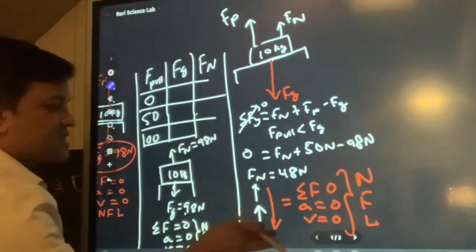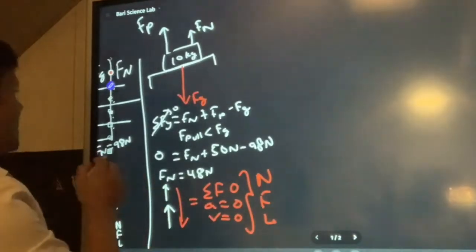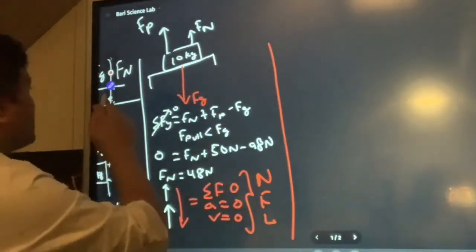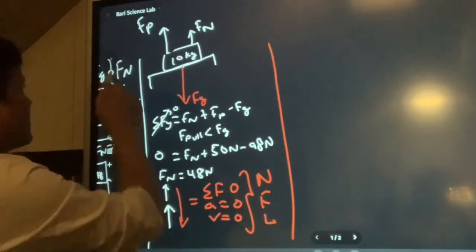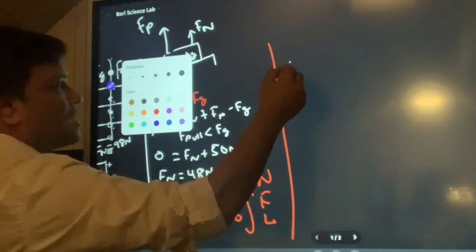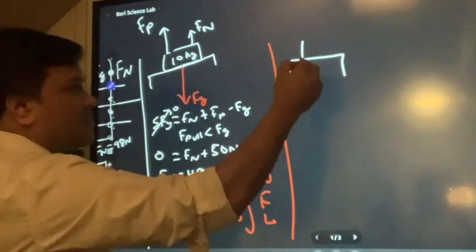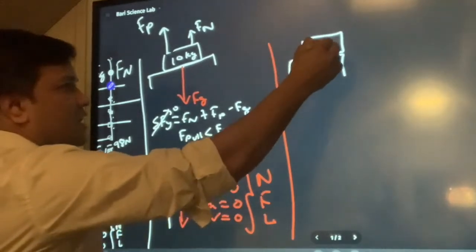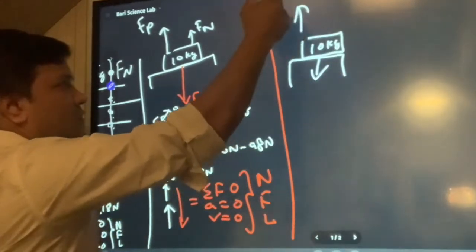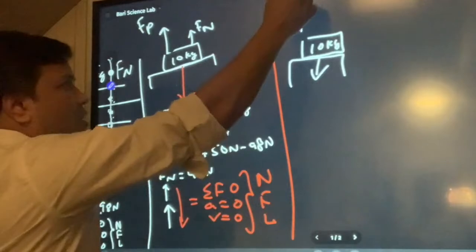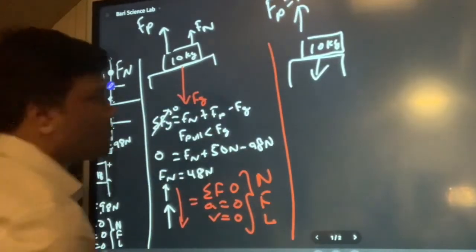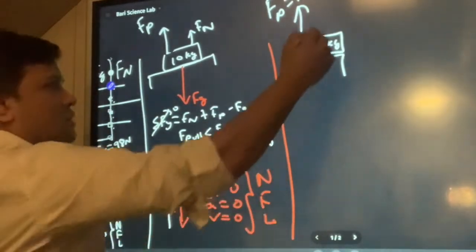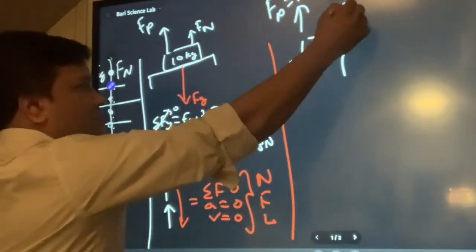Now we're going to make it extreme. What do I mean? I mean what I said. So now we're going to put the box on the table, and this time we're going to apply 100 Newton. So if we apply 100 Newton pulling force on the box, what happens? What would the normal force be?